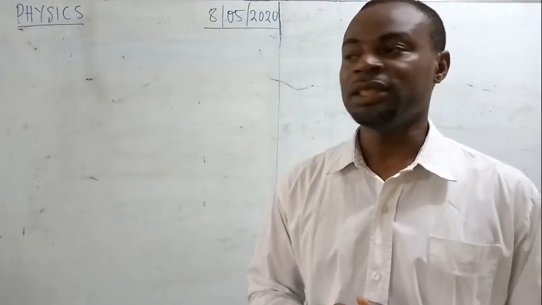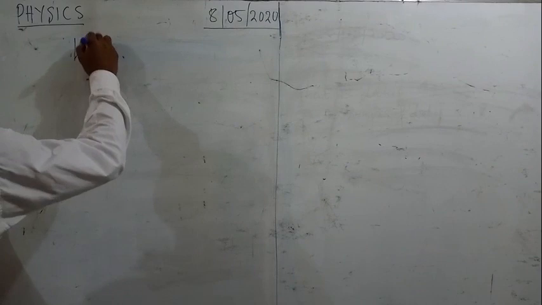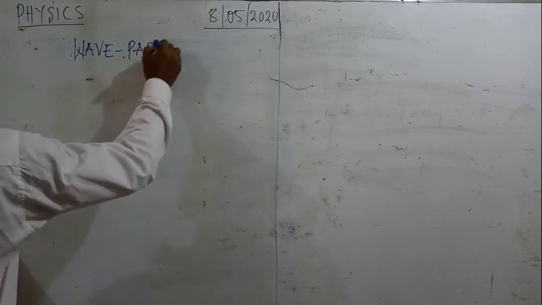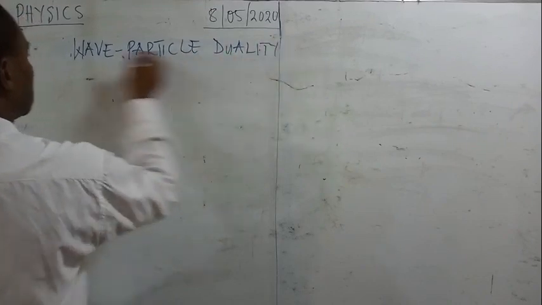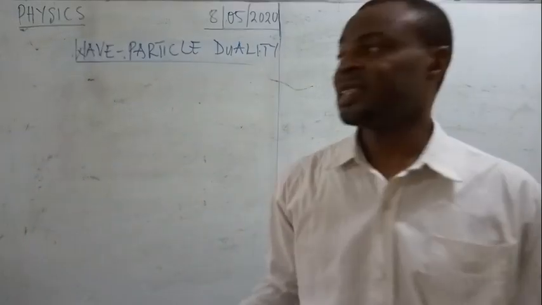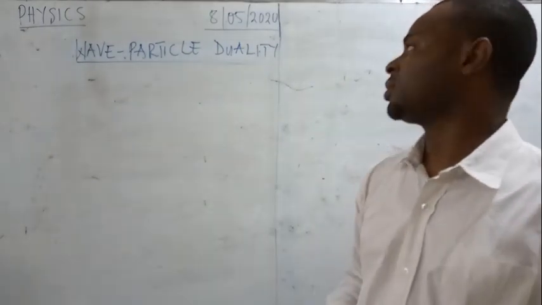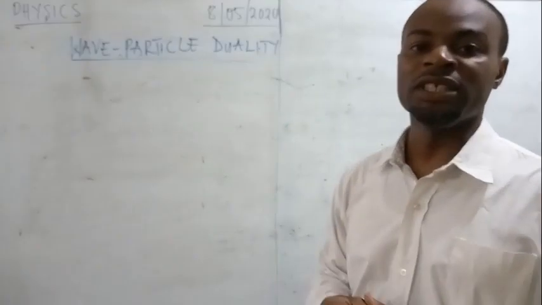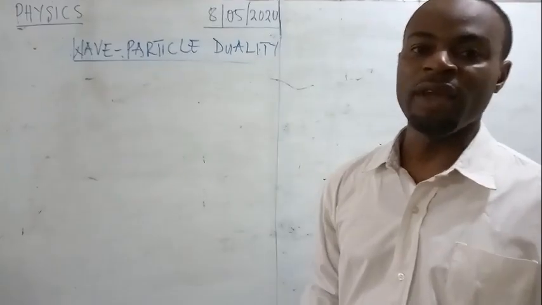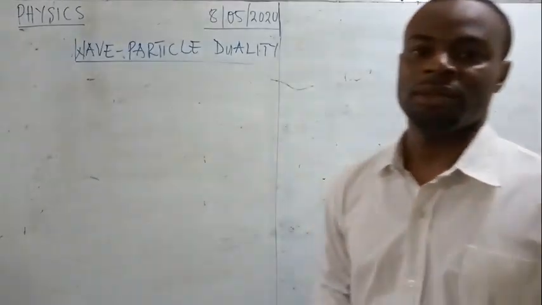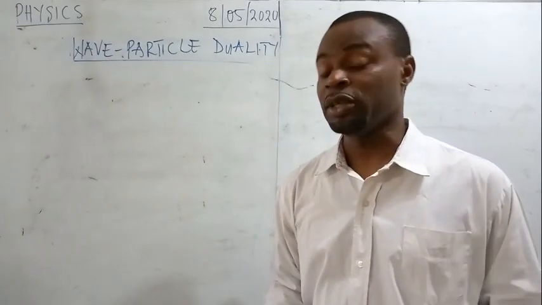Today, we are going to be learning the topic wave-particle duality. Just as the name implies, wave-particle duality. The word duality simply means having two different descriptions. In SS2, we have already studied wave, and we define wave as a disturbance that travels through a medium, transferring energy from one form to another without causing any permanent displacement of the medium.